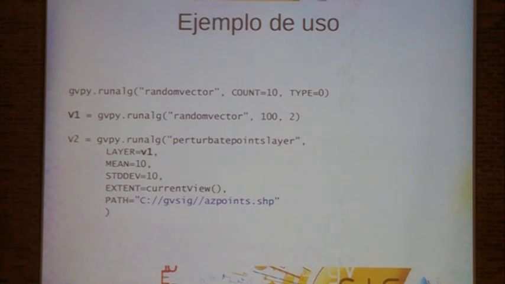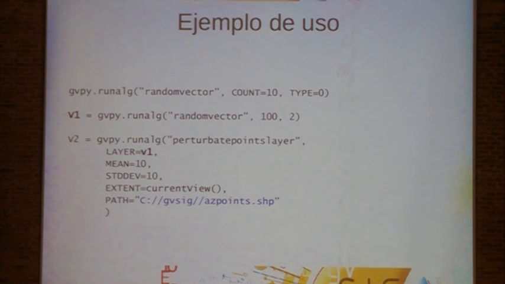On the first line, we create the function random vector to create a new layer with random geometries. Count is 10 and type is 0 for polygons. So we would be creating a polygon layer just with one line. Line number 2, the same is done, but this time it is type 2. You don't need to enter the name of the parameters if you don't want to.